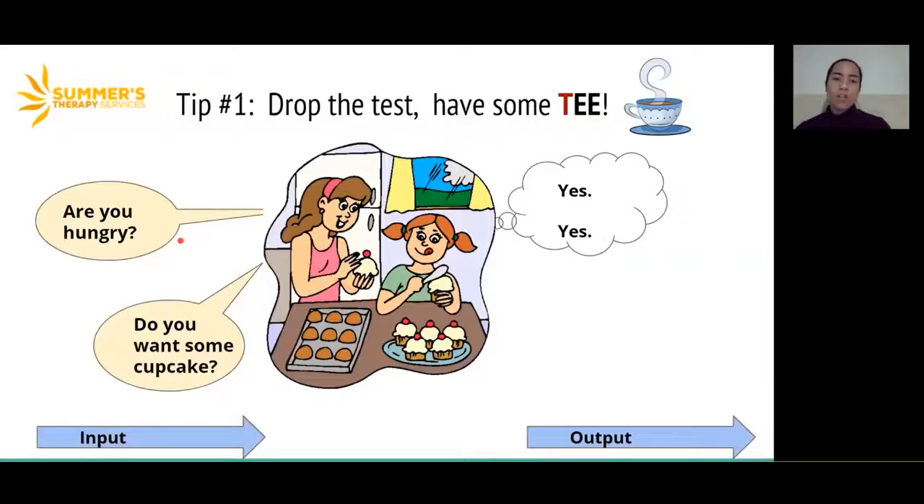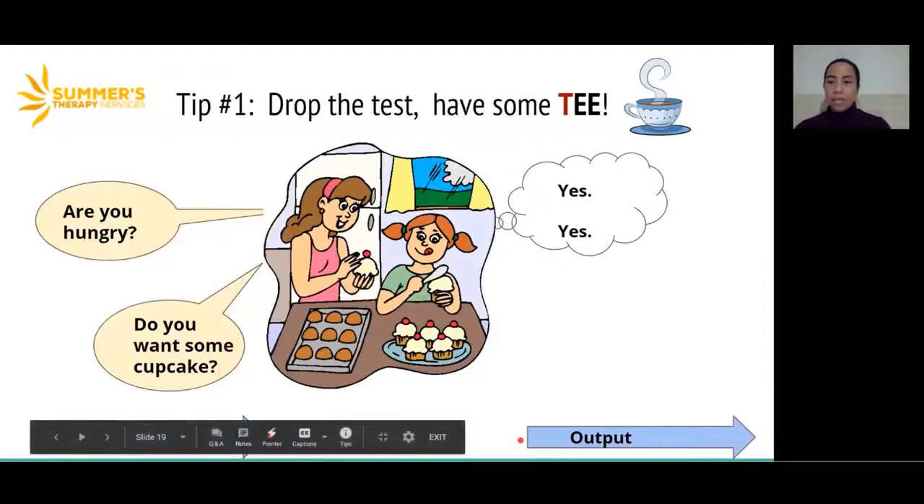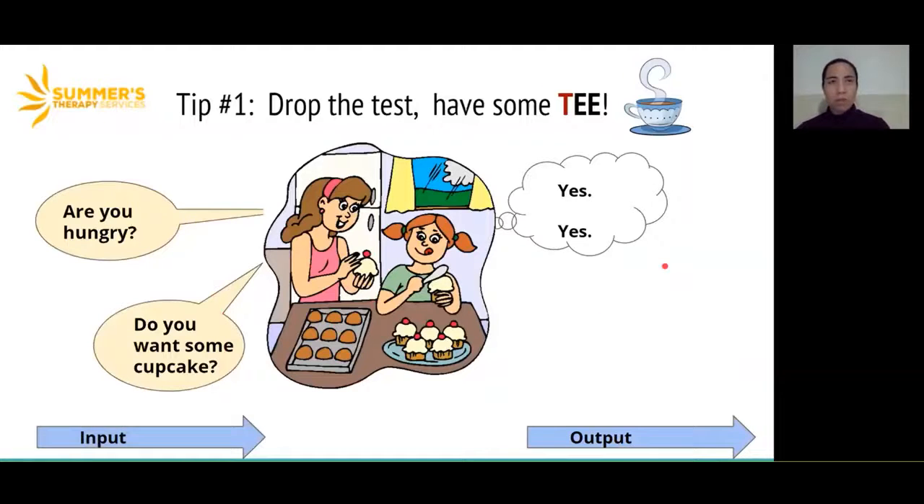And you go, are you hungry? Do you want some cupcake? That's what they hear. And what is coming out potentially, if they had the means to say, they would say, oh, it's a question. So it's a yes, no question. I must say yes or no. And this is, are you hungry? Yes. Do you want some cupcake? Yes. And so the output we are encouraging in this situation is simply yes.